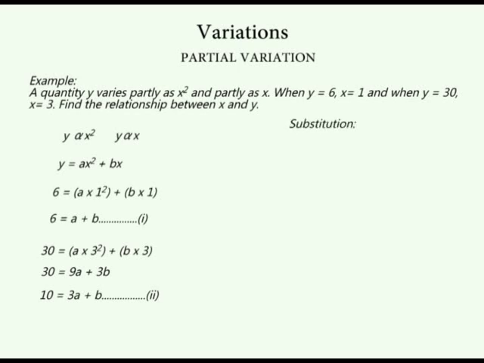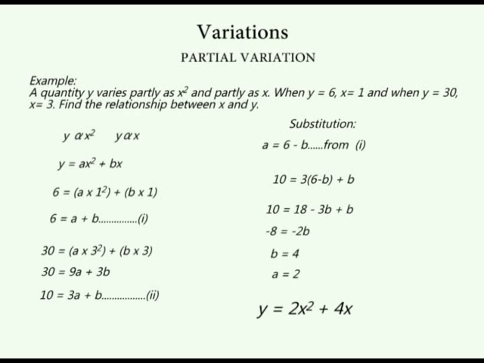We use the substitution method. Rearrange equation 1. a is equal to 6 minus b. Substitute this into the second equation. 10 is equal to 3 into 6 minus b plus b. 10 is equal to 18 minus 3b plus b. Minus 8 is equal to minus 2b, and b is equal to 4, which means a will be equal to 2. That is 6 minus 4. And so the relationship, substituting that into our general equation, is y is equal to 2x squared plus 4x.